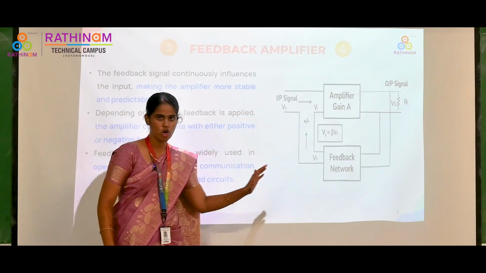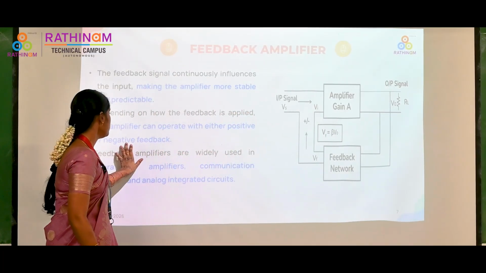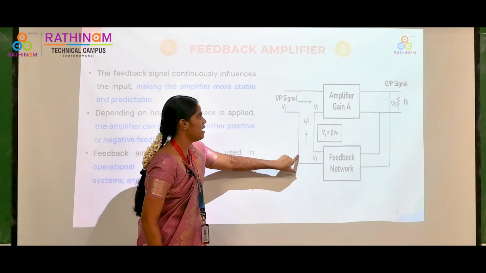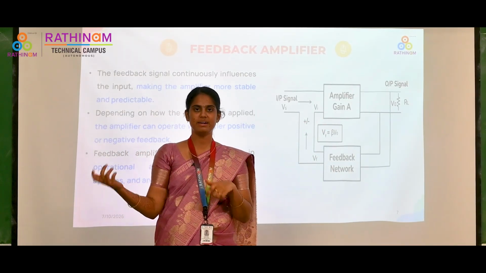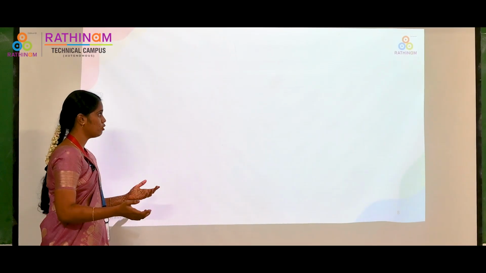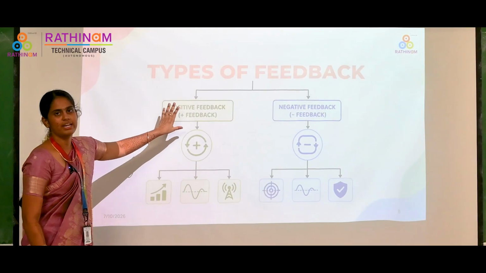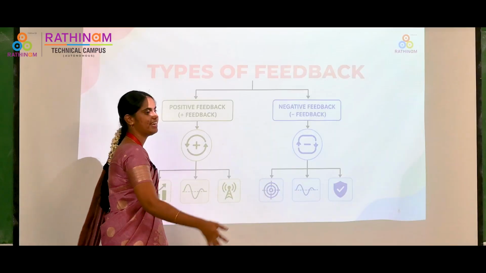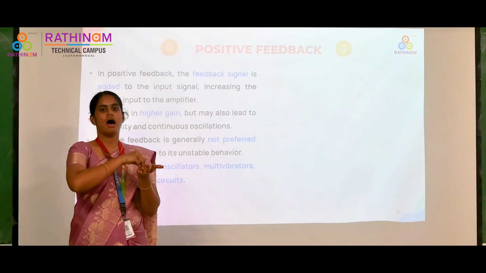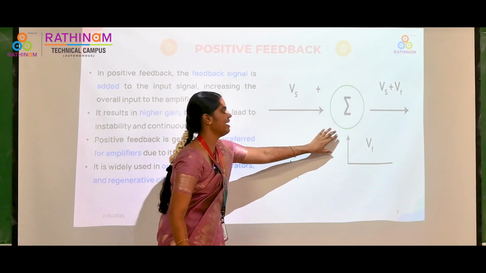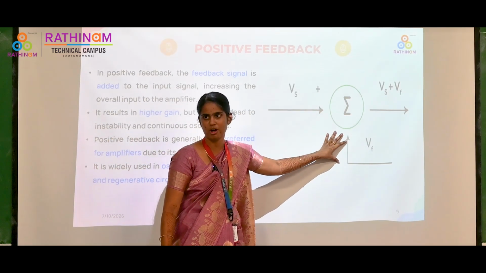So this forms a closed loop system, and based on the feedback provided to the amplifier, that feedback can be classified into two types. Let me discuss it later, and it can be used. So the types of feedback are positive and negative feedback. Positive feedback is nothing but the output of the amplifier is added to the input. That is what positive feedback is.